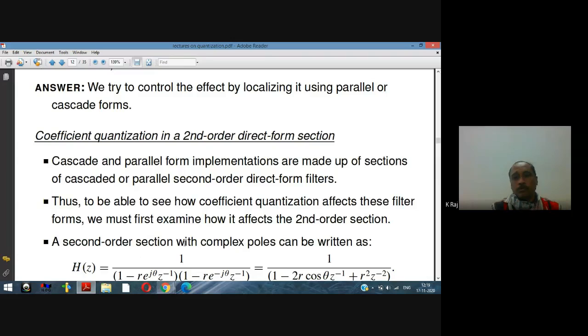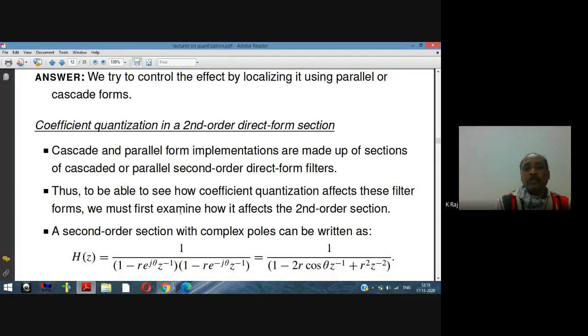Suppose we are using the parallel realization and the cascade realization, then what will be the effect of the quantization here? As we know, cascade and parallel form implementations are made up of sections of the cascading or the parallel combination of second order sections, as well as first order sections if needed, in direct form filters. Thus, to see how the coefficient quantization affects, first of all, we will try to cover the second order section here.